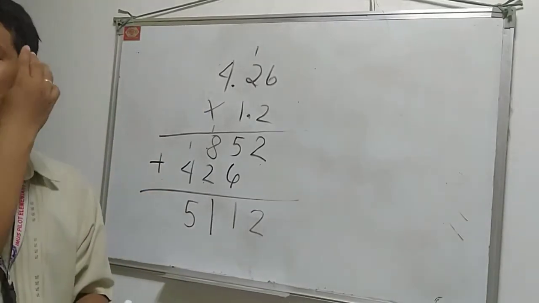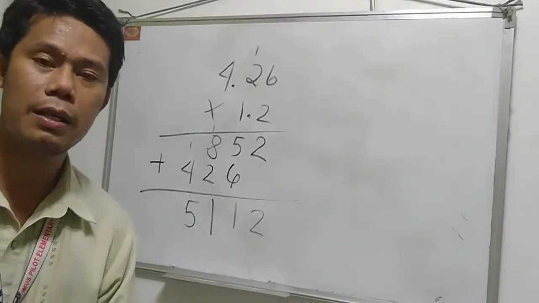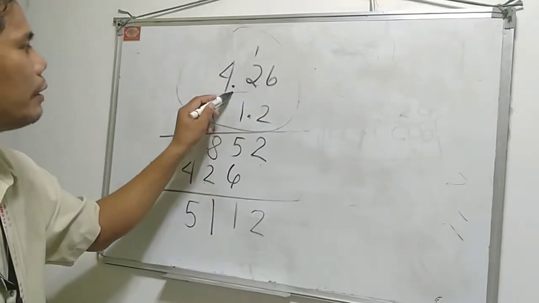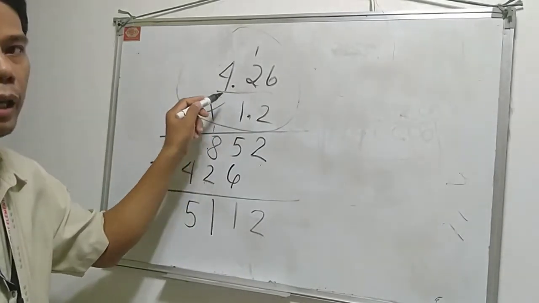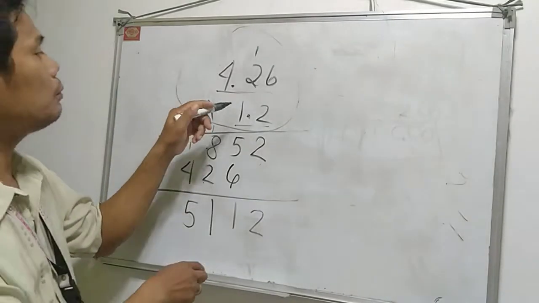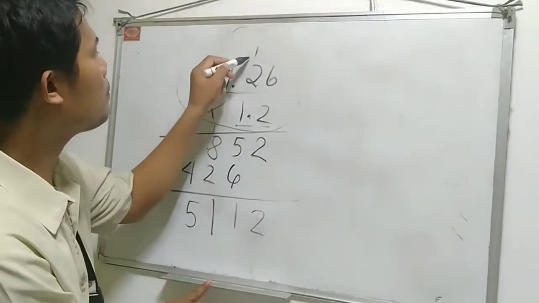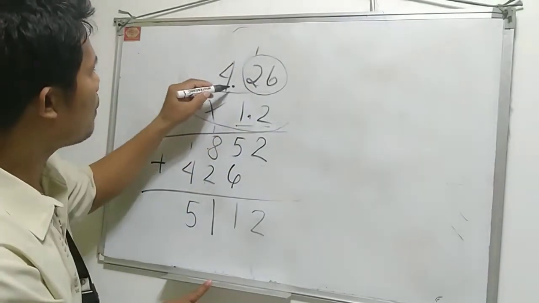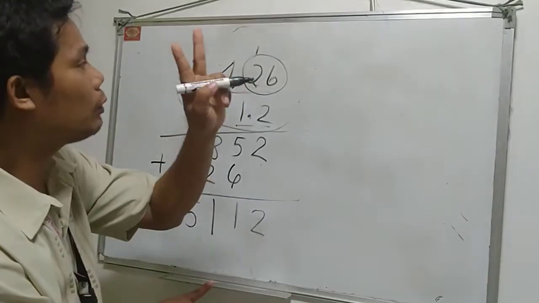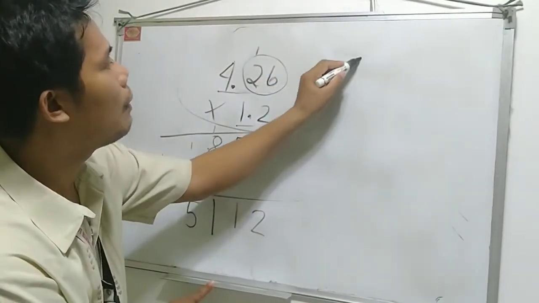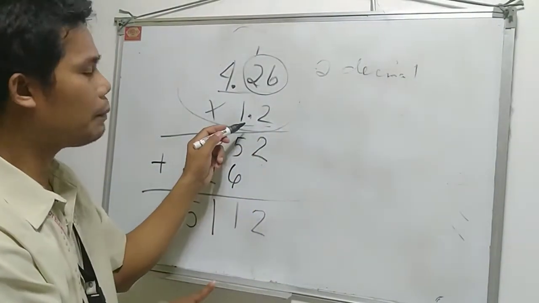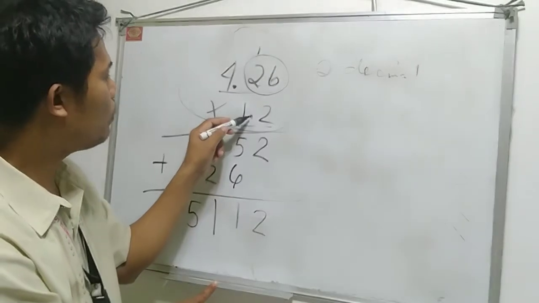Now, we are going to count the number of decimal places in our factors. We call these factors, our multiplicand and the multiplier. So we are going to count the number of decimal places. Here in our multiplicand, we have 2 decimal places. Ito yung decimal points natin. So after the decimal points, dalawa ang number. Kaya ang tawag doon ay 2 decimal places. Sa ating namang multiplier, we have decimal points.